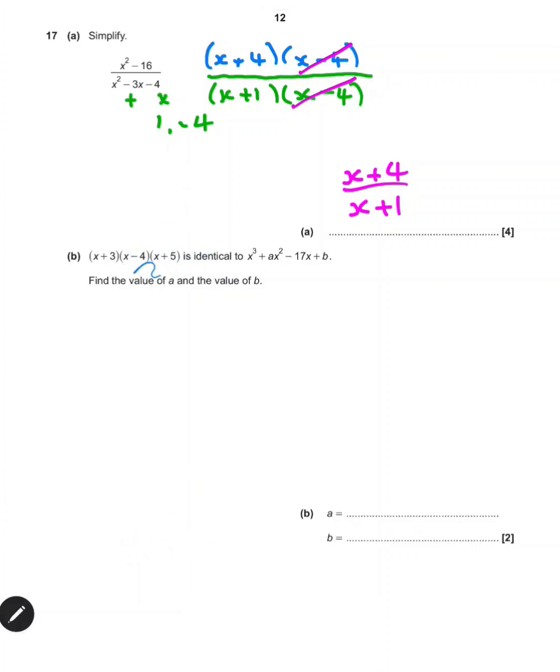Part B, we've got a triple bracket and we're basically being told to expand it. This is the expanded version of this triple bracket. So I'm going to look at the first two brackets, use a grid method.